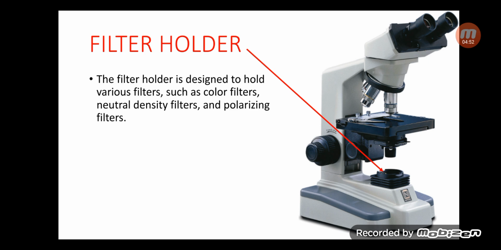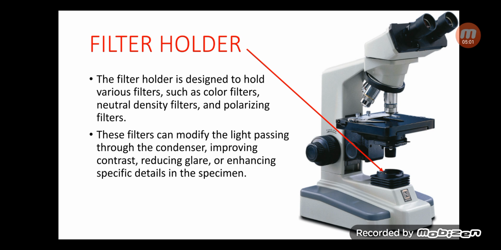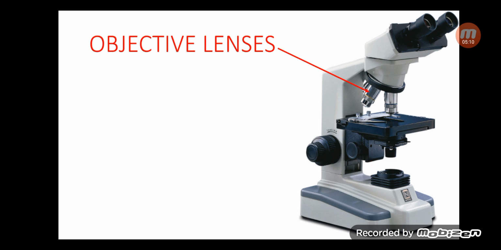Next part is filter holder. The filter holder is designed to hold various filters, such as color filters, neutral density filters, and polarizing filters. These filters can modify the light passing through the condenser, improving contrast, reducing glare, or enhancing specific details in the specimen.